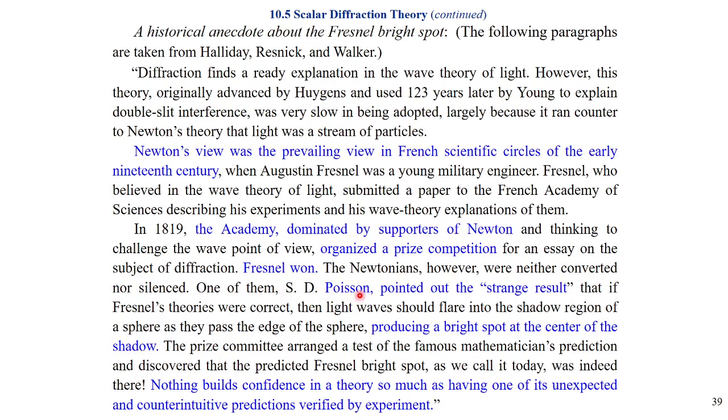One of them, Poisson, pointed out a strange result: if Fresnel's theory was correct, then light waves should bend into the shadow region as they pass the edge of the disk, producing a bright spot at the center of the shadow. This looks impossible. Arago continuously arranged a test of the famous mathematician's prediction and discovered that the bright spot predicted by Fresnel, as we call it today, was indeed there.